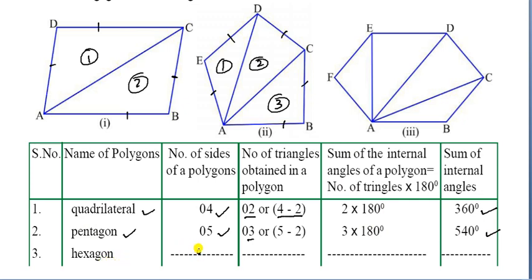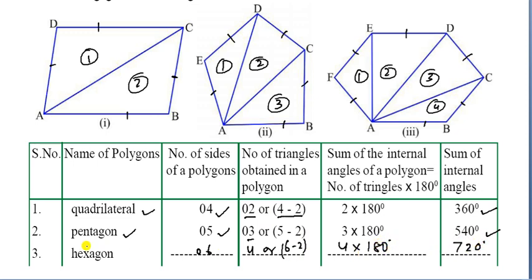What about the hexagon? It has 6 sides, so you can count here 1, 2, 3, 4, 5 and 6. And how many triangles? That is 1 triangle, 2 triangles, 3 and 4. So you can write here 4, it is 6 minus 2, that is 4. And also you can write 4 into 180 degrees, so that is 720 degrees.